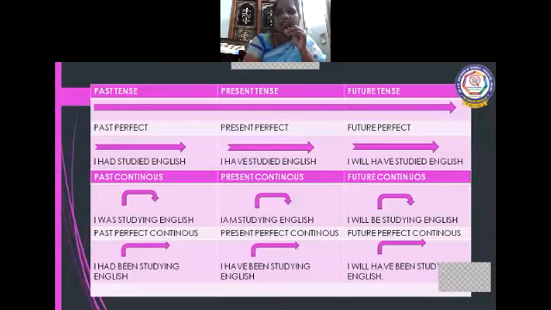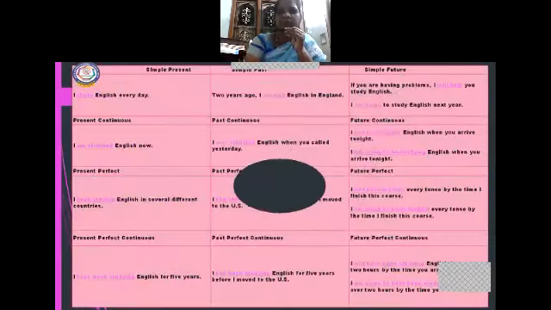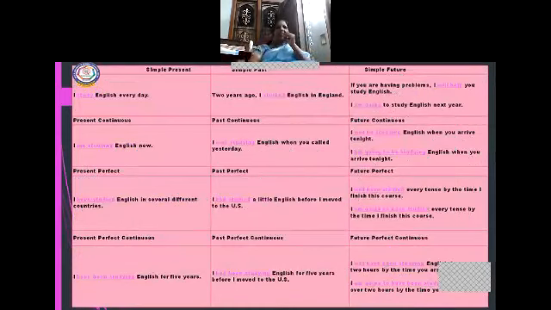So what are the 12? Tell me. Simple present, present continuous, present perfect, present perfect continuous. Simple past, past continuous, past perfect, past perfect continuous. Simple future, future continuous, future perfect, future perfect continuous. It is clear, children? Let us move to the next.